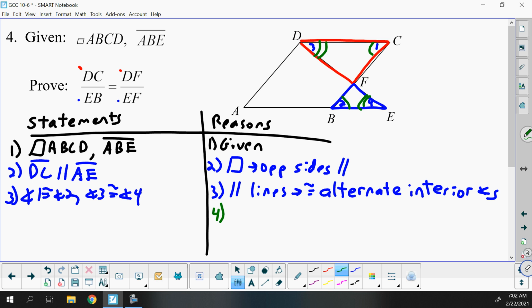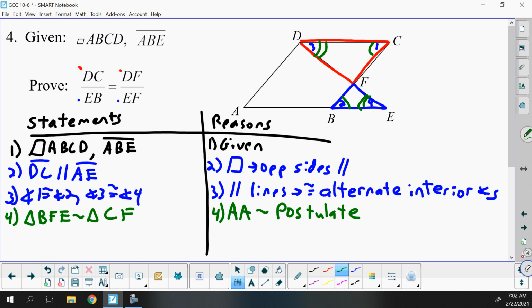Well, we can now do our similar triangles. So we'll have the angle-angle similarity postulate. And for our statements, just name one of the triangles whatever you want. We'll go BFE is similar to triangle. B was our alternate interior with 1 mark, so that matches with C. F was the one where our vertical angle was that we didn't use, so that's going to match with F. So we'll have CFD.